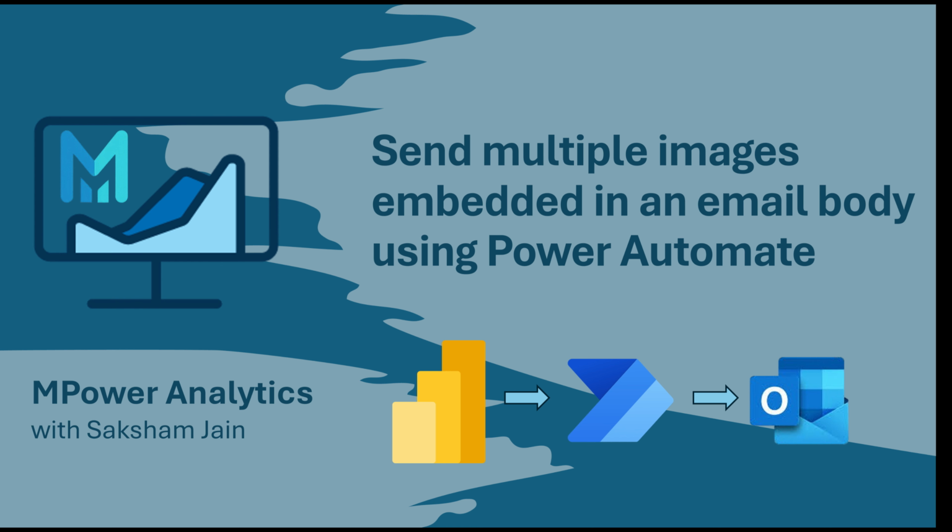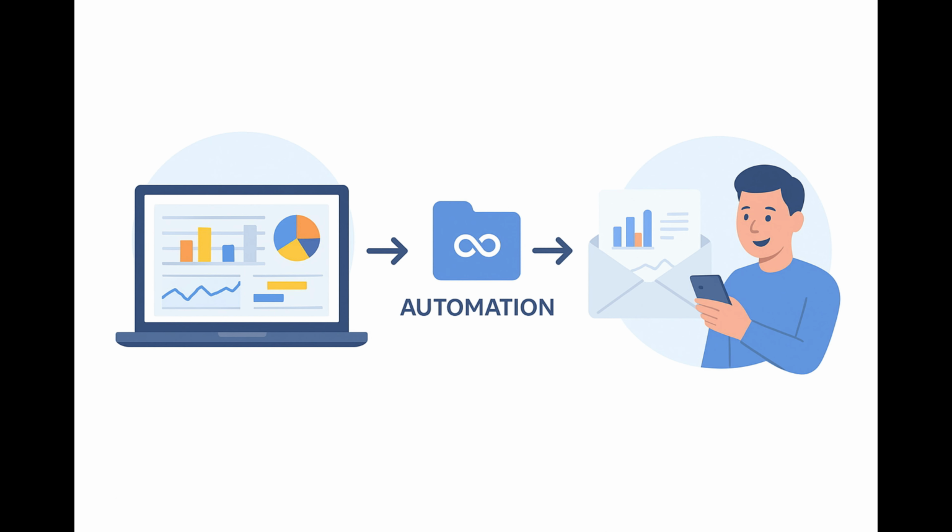In this video, I will show you how to send multiple images embedded inside an email body using Power Automate. Now imagine this, you have built a great Power BI report, but your stakeholders don't always want to click a link, wait for it to load and scroll through every page. Sometimes all they really need is a quick summary right in their inbox. And that's exactly what I've got for you, a simple scalable solution.